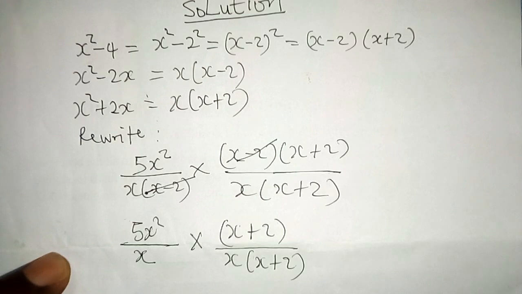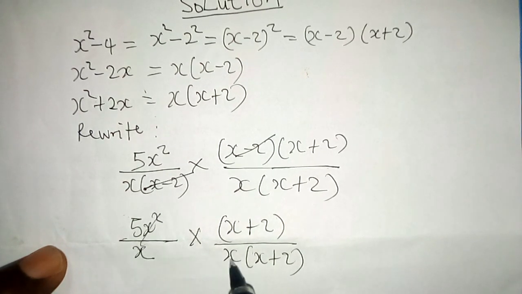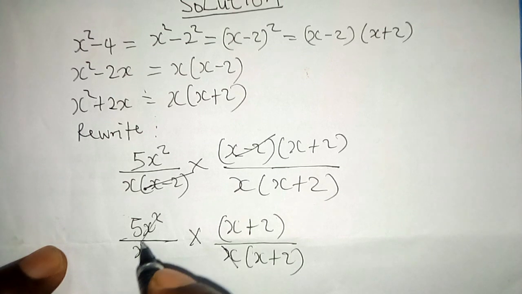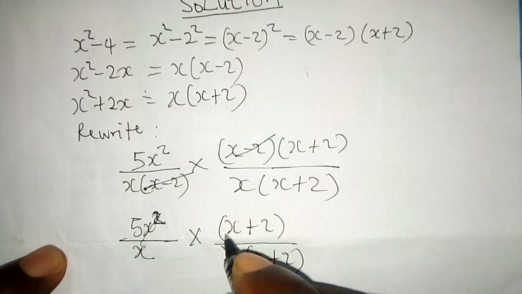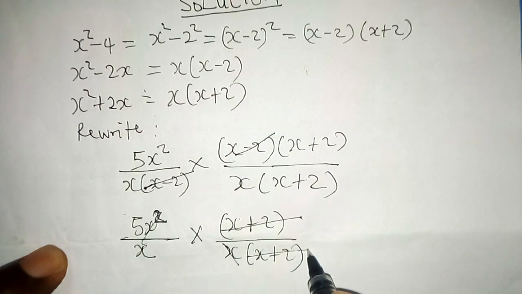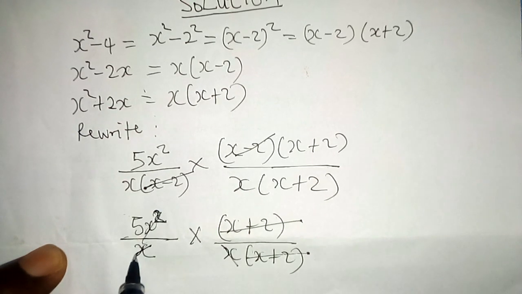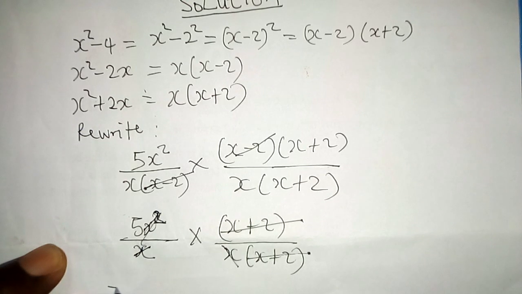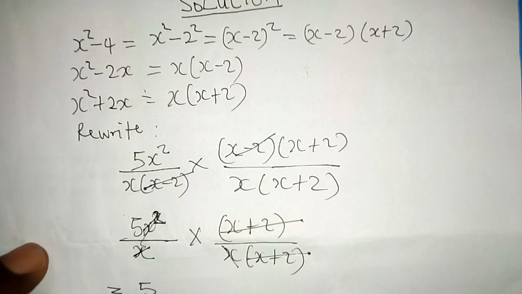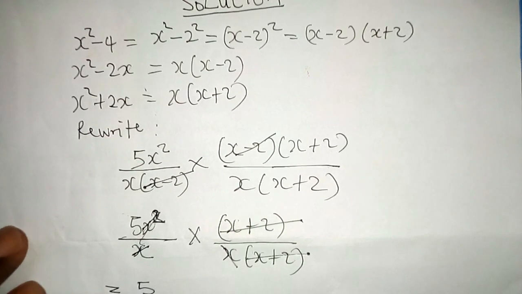All right, now look at it. x will cancel x. x will be left here because here is having x squared, so one of the x will be left here. Now this x plus 2 can cancel this other x plus 2. And the x that is left here can also cancel it. So you will agree with me that what will be left as our final answer will be 5. So 5 is the lowest that we can simplify this algebraic fraction. So this is our final answer.